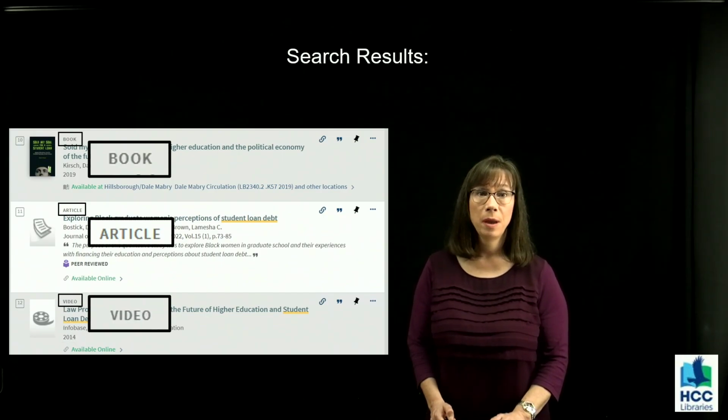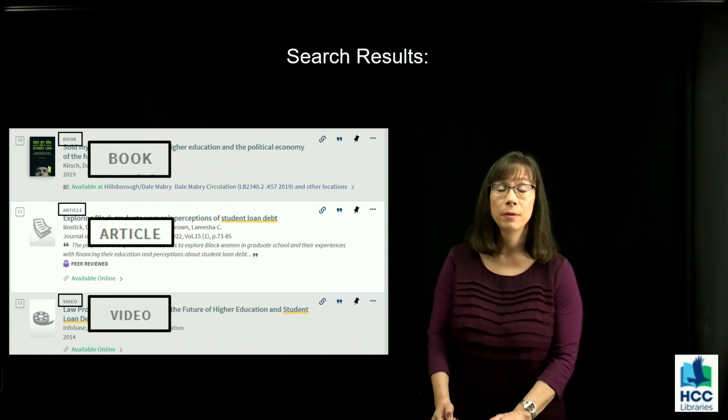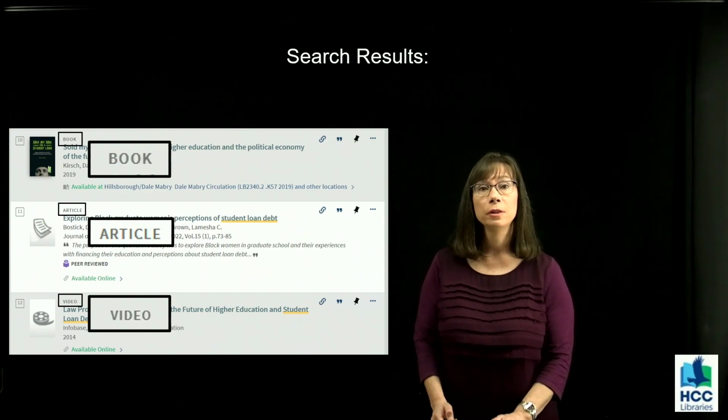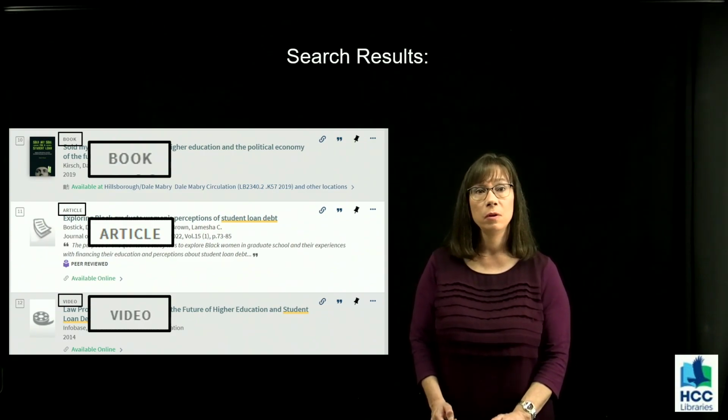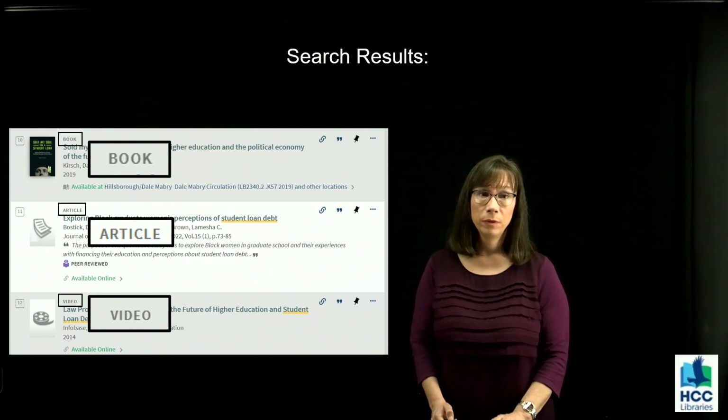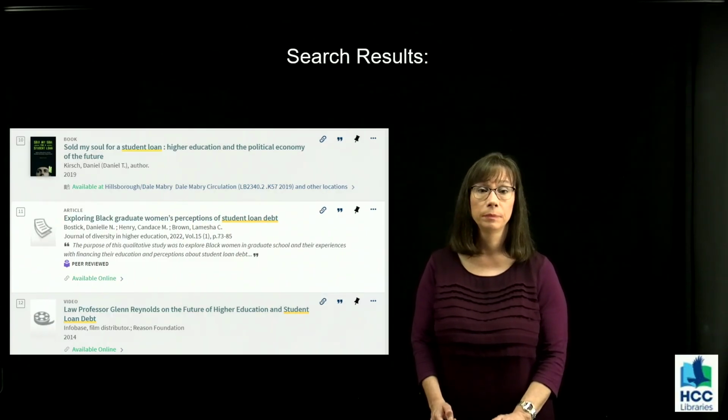Why is it important to pay attention to the resource type? One, the format of the resource will depend on how you access that resource. Also, if you need a peer-reviewed scholarly source, then the video probably would not fit your research criteria. If you need more of a generalized book on your topic that fits your research needs, then it's important to pay attention to the format. Also, that format will help you determine how to write your citation.